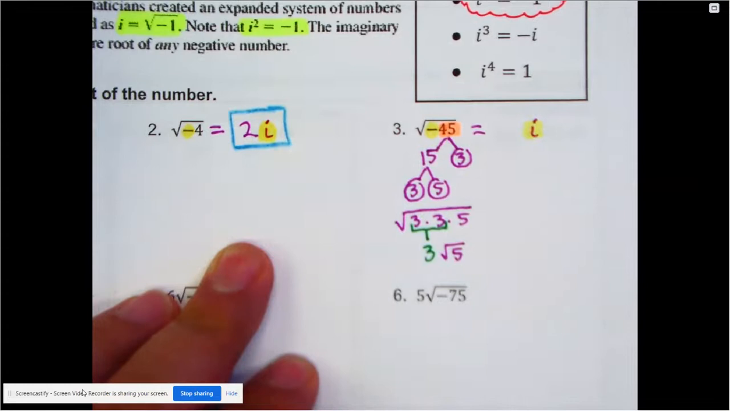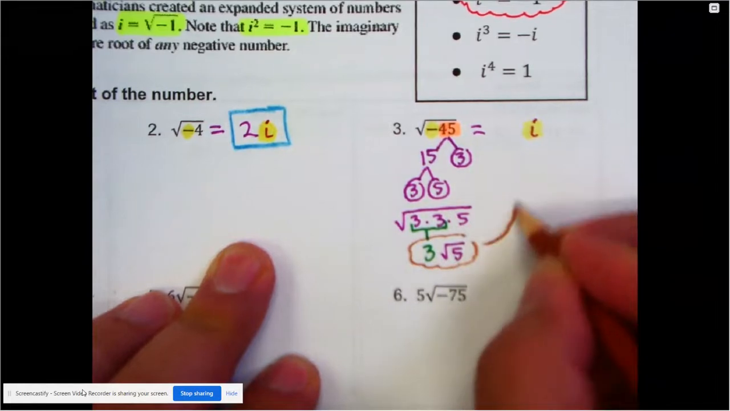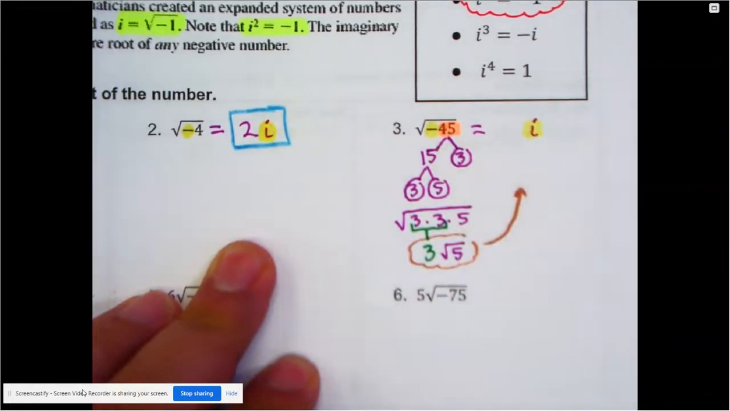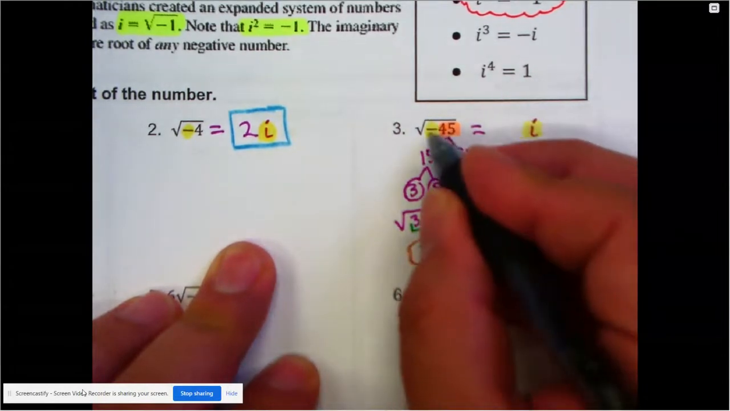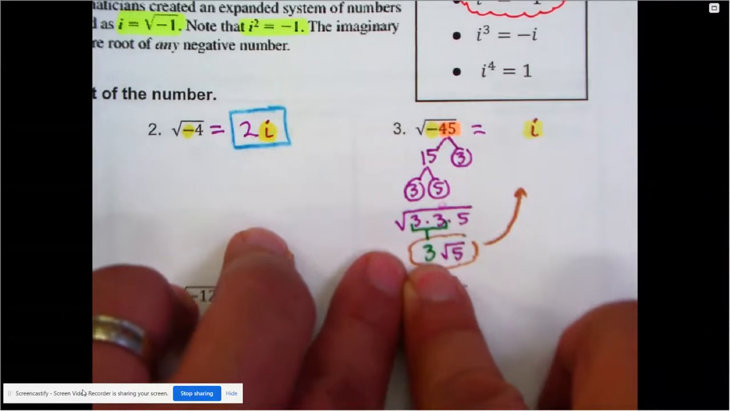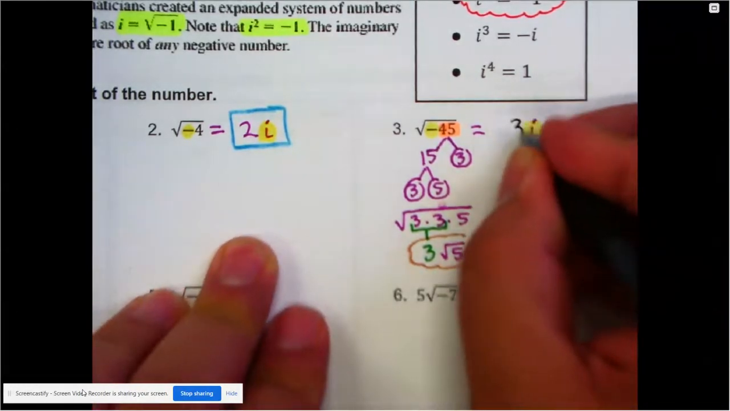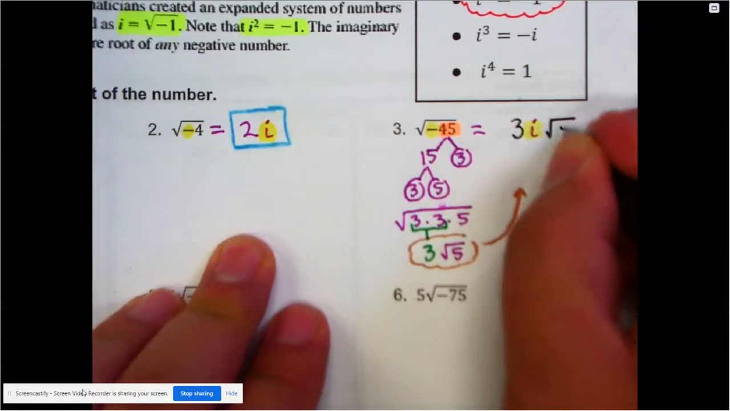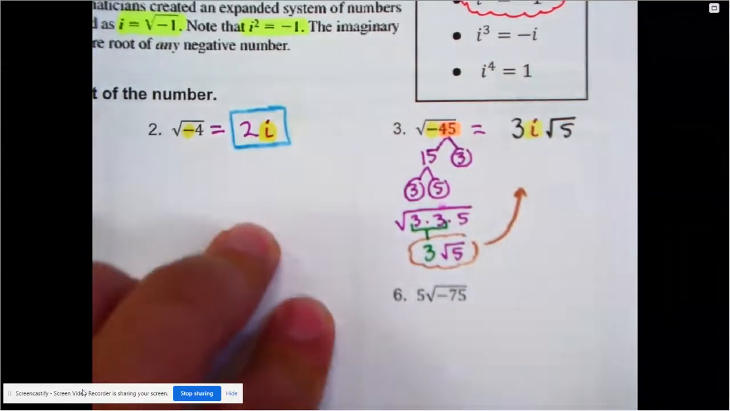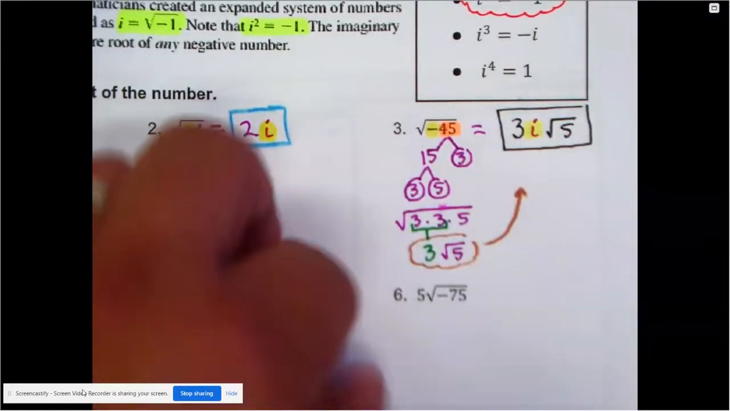The question is, how will I take this concept right here and apply it to this imaginary part here? Well, it's not much different than what we already did. The i is for the negative. What gives me that 45? A 3 on the outside, a radical 5, so a 5 on the inside. So it's 3 radical 5. So this is one way of writing our answer, where we write the imaginary portion right in between.